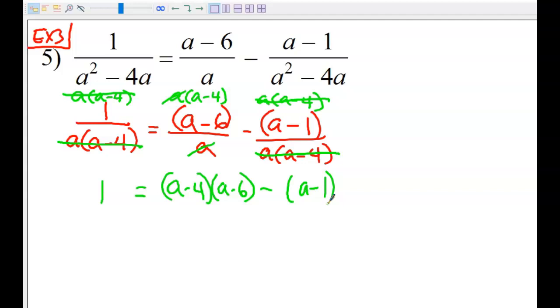So do we factor the a minus 4 and the a minus 6 with box method? We're going to multiply.